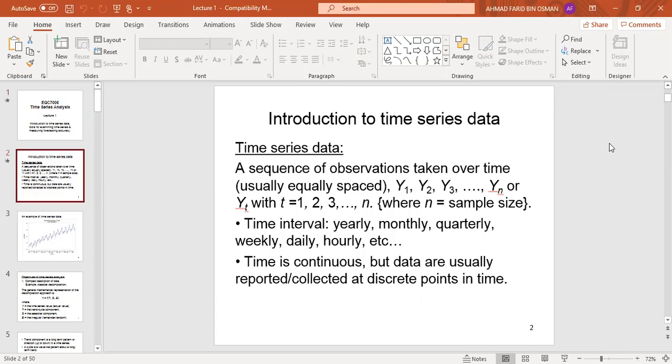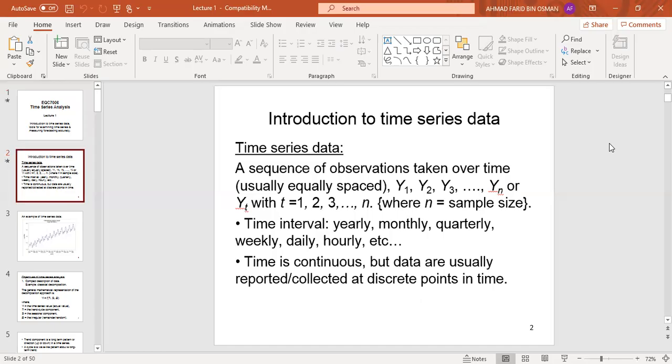So time series data is a sequence of observations taken over time, usually equally spaced. We use a symbol to denote time series data, for example, Yt, with t equal to 1, 2, 3, and so on up to n. So n is the sample size. Y1 is used to denote the first observation, and then Y2 for the second one, Y3 for the third one, and so on.